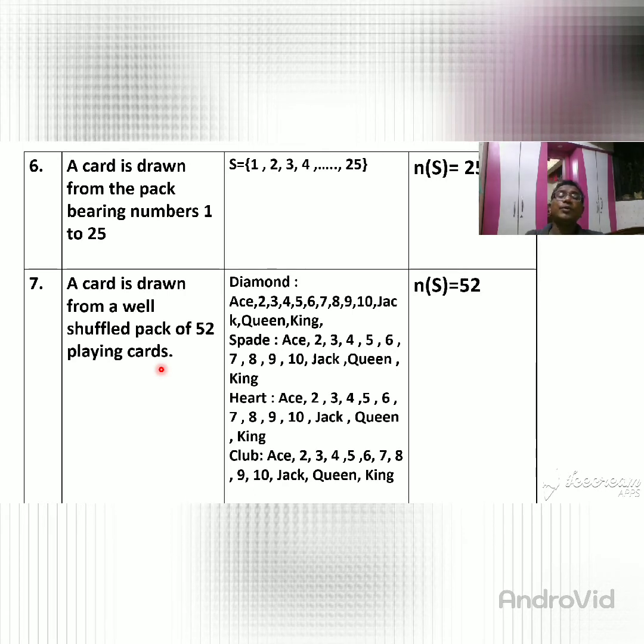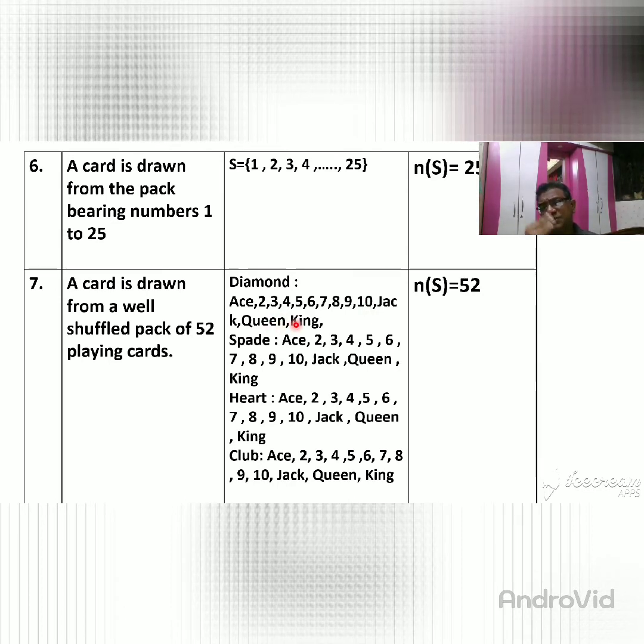So they are giving one example here. Suppose the diamond. So diamond has these 13 cards. After that spades has these 13 cards. As we saw yesterday: ace, two, three, four, five, six, seven, eight, nine, ten, jack, queen, king. Okay, in such a way, this is about diamond.